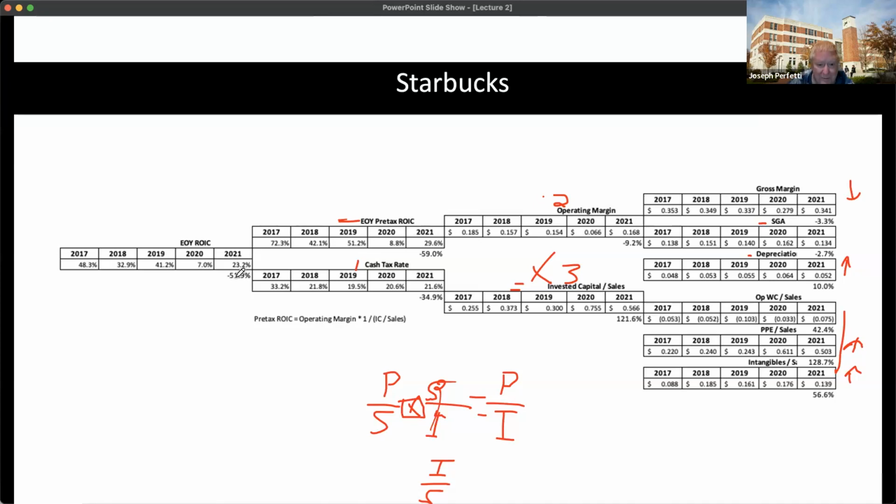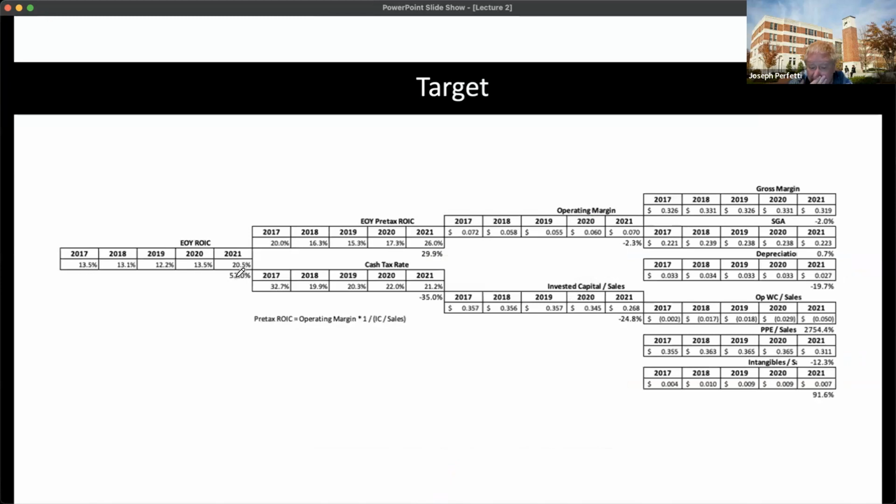Right? So I'm going to put up another company. Target. You guys heard of Target before? Same 5-year period. Tell me about Target. End of your ROIC. Better or worse over 5 years? Better. It's a lot better. 13.5 to 20.5. Right? Tax rate.